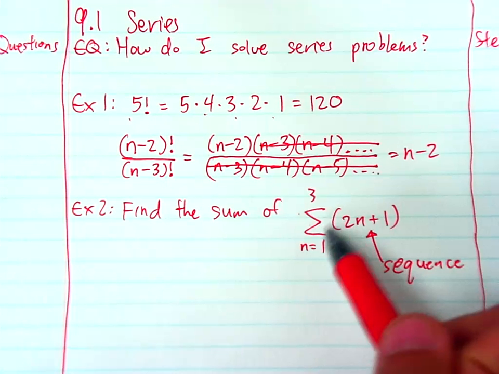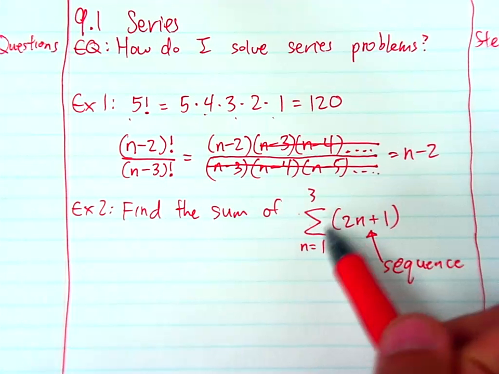So I'm going to add up this sequence from n equals 1 all the way to n equals 3. So I am going to plug in 1 here, and then I'm going to plug in 2, and then I'm going to plug in 3, and then I'm going to add it all up. So I'm going to plug in 1. So if I plug in 1, it'd be 2 times 1 plus 1. And then I'm going to plug in 2. So it'll be 2 times 2 plus 1. Then I'm going to plug in 3, which is 15. So your answer is 15.